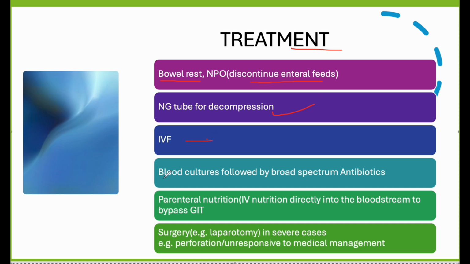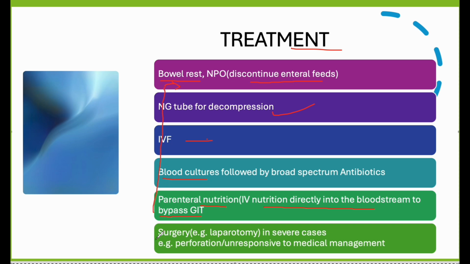And then it's important that you take blood cultures followed by broad spectrum antibiotics, because we want to make sure that we are targeting the right organisms with the right antibiotics when those culture and sensitivity test results are finally out. Next, if any form of nutrition is going to be given for an NEC patient, make sure that it's parenteral nutrition, where IV nutrition will be given directly into the bloodstream so as to bypass the GI tract, because remember that we always want to rest the bowels.